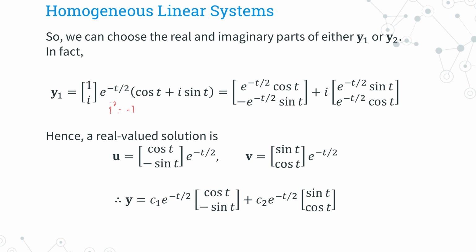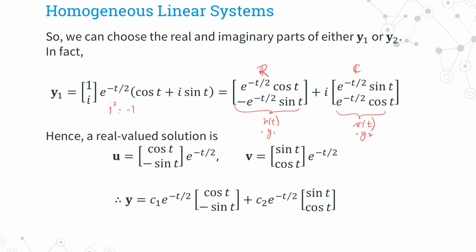So what we're really looking at is the real valued part of our solution and the complex valued part of our solution. And what we say is this is our u of t, and this is our v of t. And this would be y1, and this would be y2.